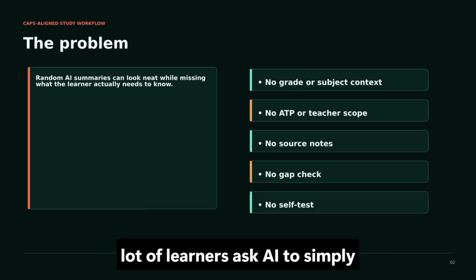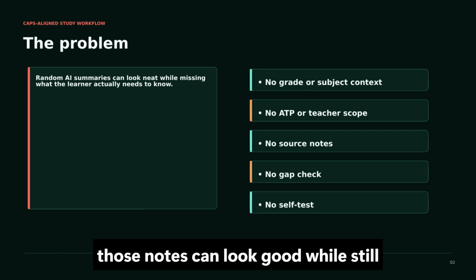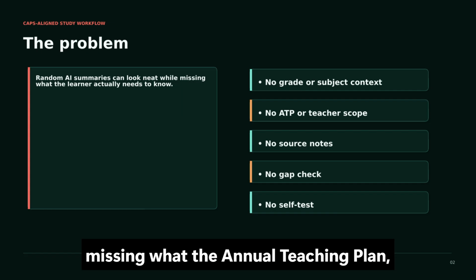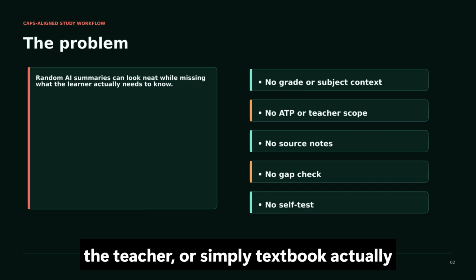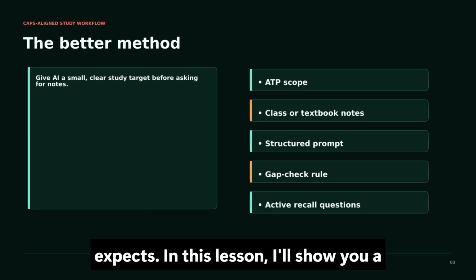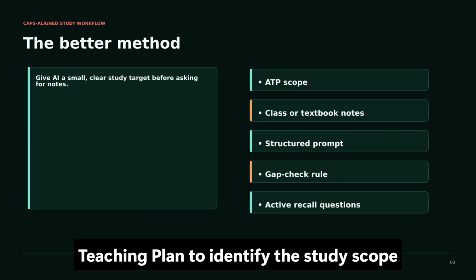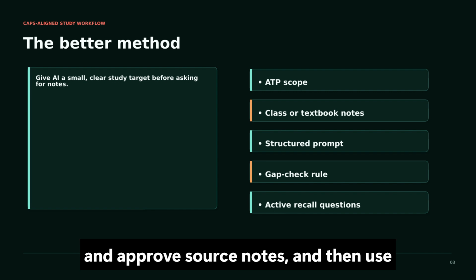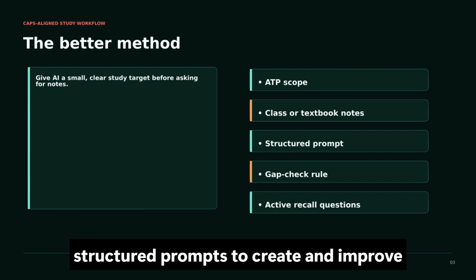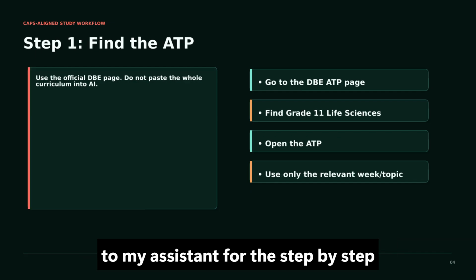A lot of learners ask AI to simply summarize a topic. The problem is that those notes can look good while still missing what the annual teaching plan, the teacher, or simply the textbook actually expects. In this lesson, I'll show you a better method. We'll use the annual teaching plan to identify the study scope and approved source notes, and then use structured prompts to create and improve a focused study summary. I'll hand over to my assistant for the step by step walkthrough.